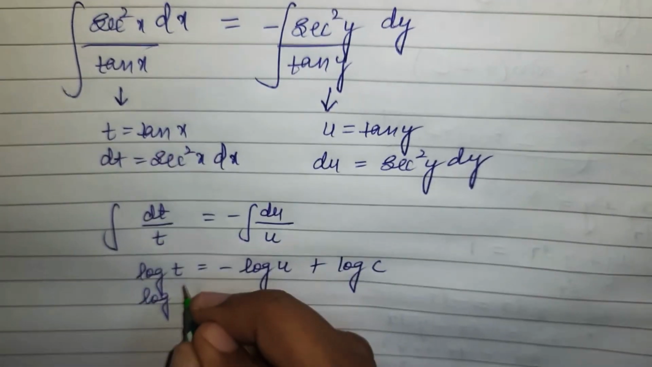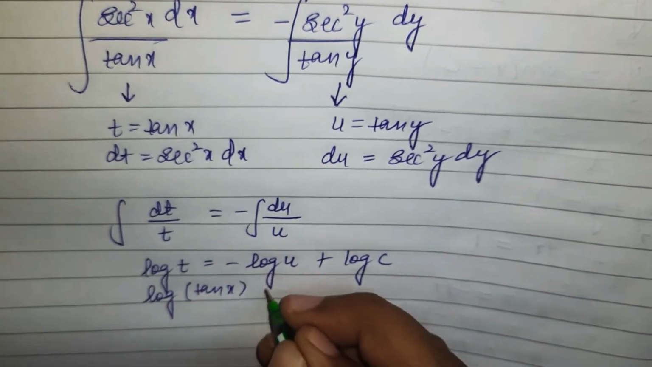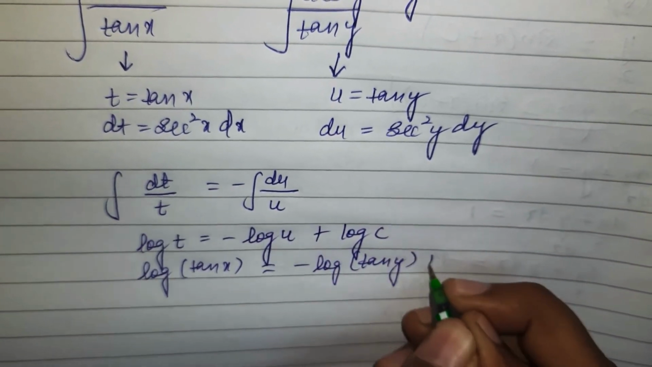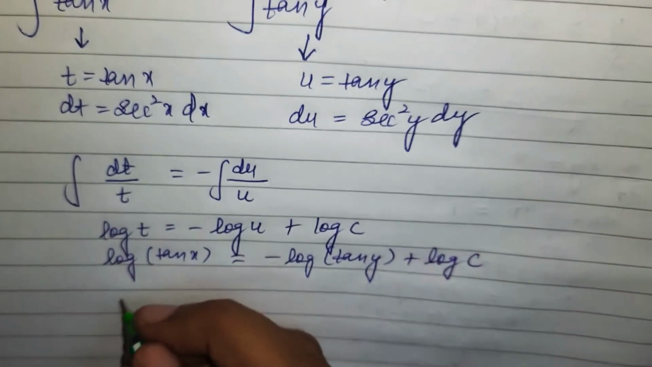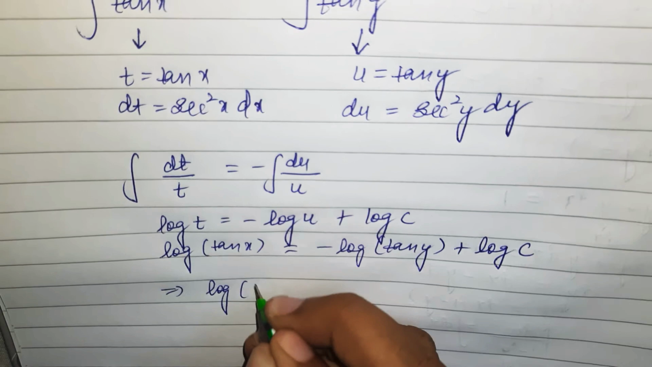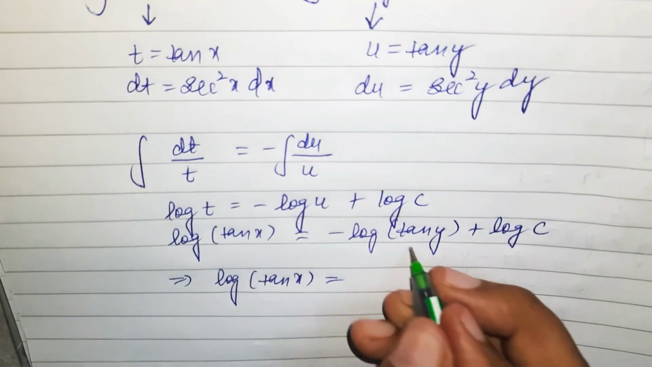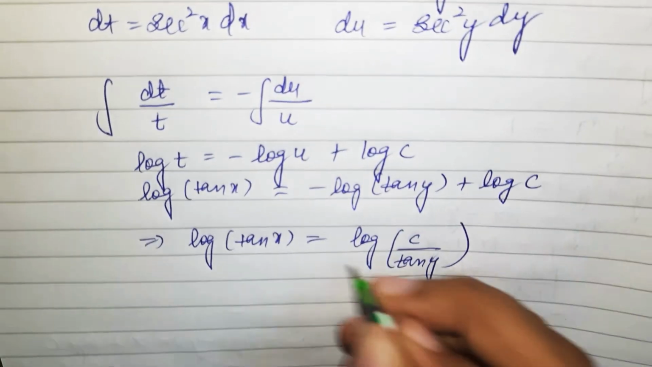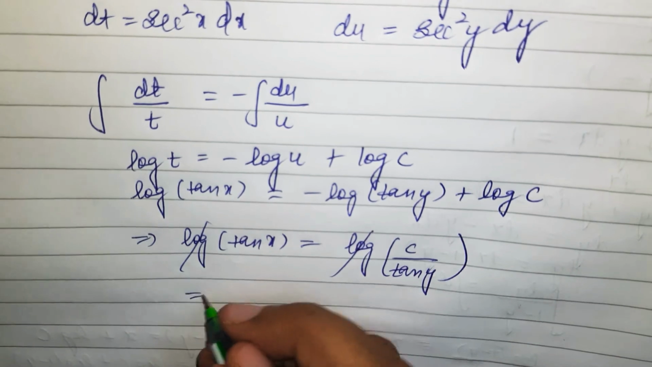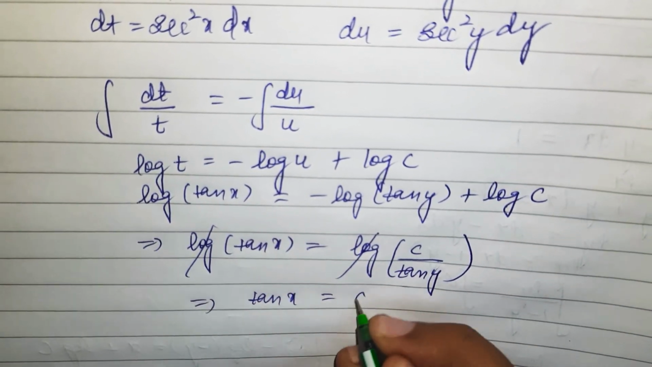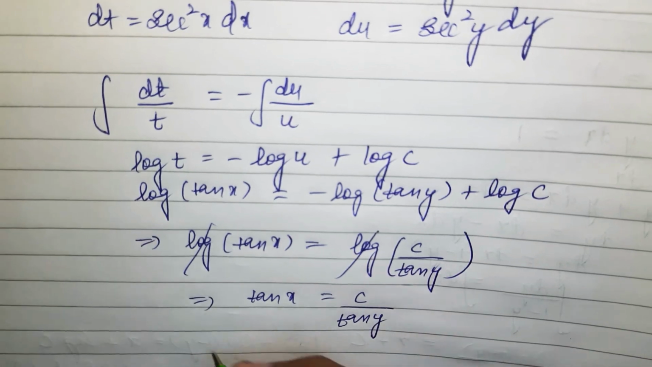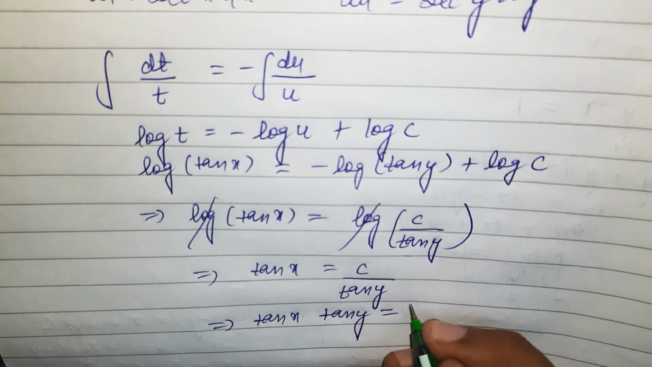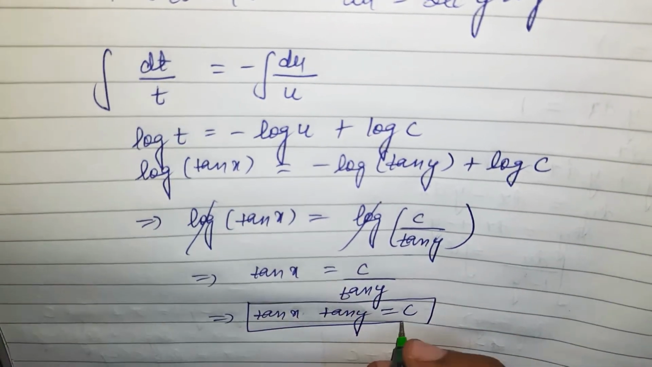Now log t is log of tan x minus log of tan y plus log c. So I am getting log of tan x and this is log m minus log n. So log m by n, this log will become cancel out. So I am getting tan x upon tan y, equal to c. So the final answer is tan x by tan y equals c. So this is your final solution.